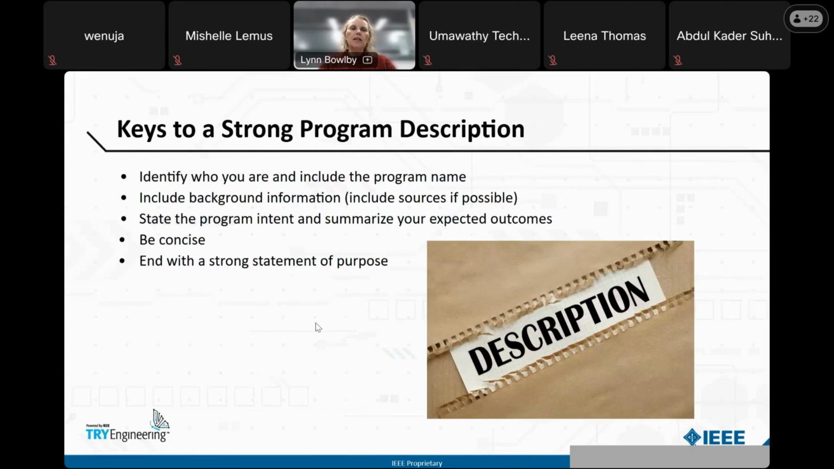So the key to a strong program description is to identify who you are and include the program name, include background information, which, if you have sources, that's great. So this is basically the metrics and data that justify your goals for the program. State the program intent and summarize your expected outcomes. Be concise and end with a strong statement of purpose.